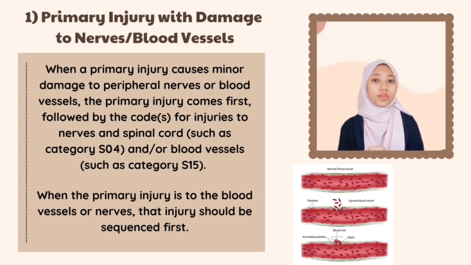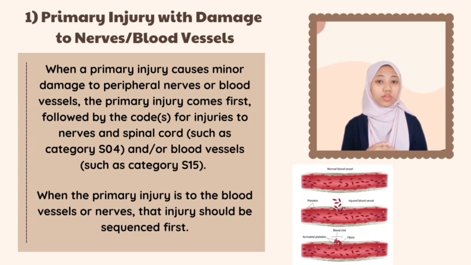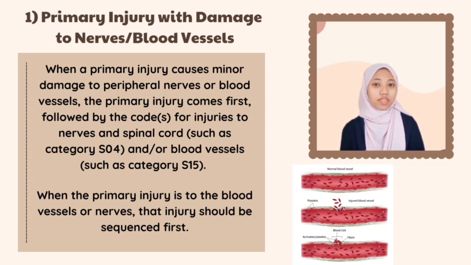Next, we move to the primary injury with damage to nerve or blood vessels. When a primary injury results in minor damage to peripheral nerve or blood vessels, we should code the primary injury as principal diagnosis with additional codes for injuries to nerve and spinal cord, such as from category S04, which is injury to cranial nerve, and injuries to blood vessels, such as category S15. But when the primary injury is to blood vessels or nerve, we should code that injury as a principal diagnosis.